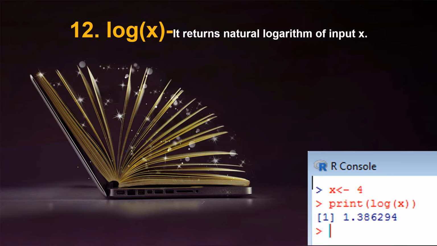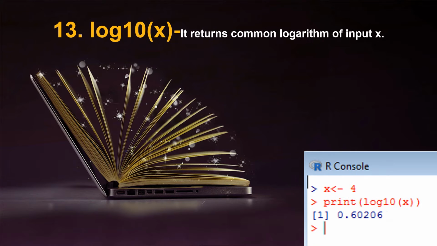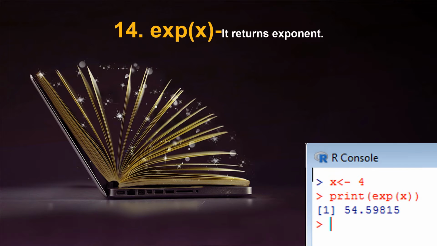The next function is the log function. Again, the log function is a mathematical function, and I'm using log of x. The value of x is 4, so it will return 1.386294. Another function is log10(x). It returns the common logarithm of input x. So 4 is assigned to x, and we are printing log10 of x, which gives 0.60206.